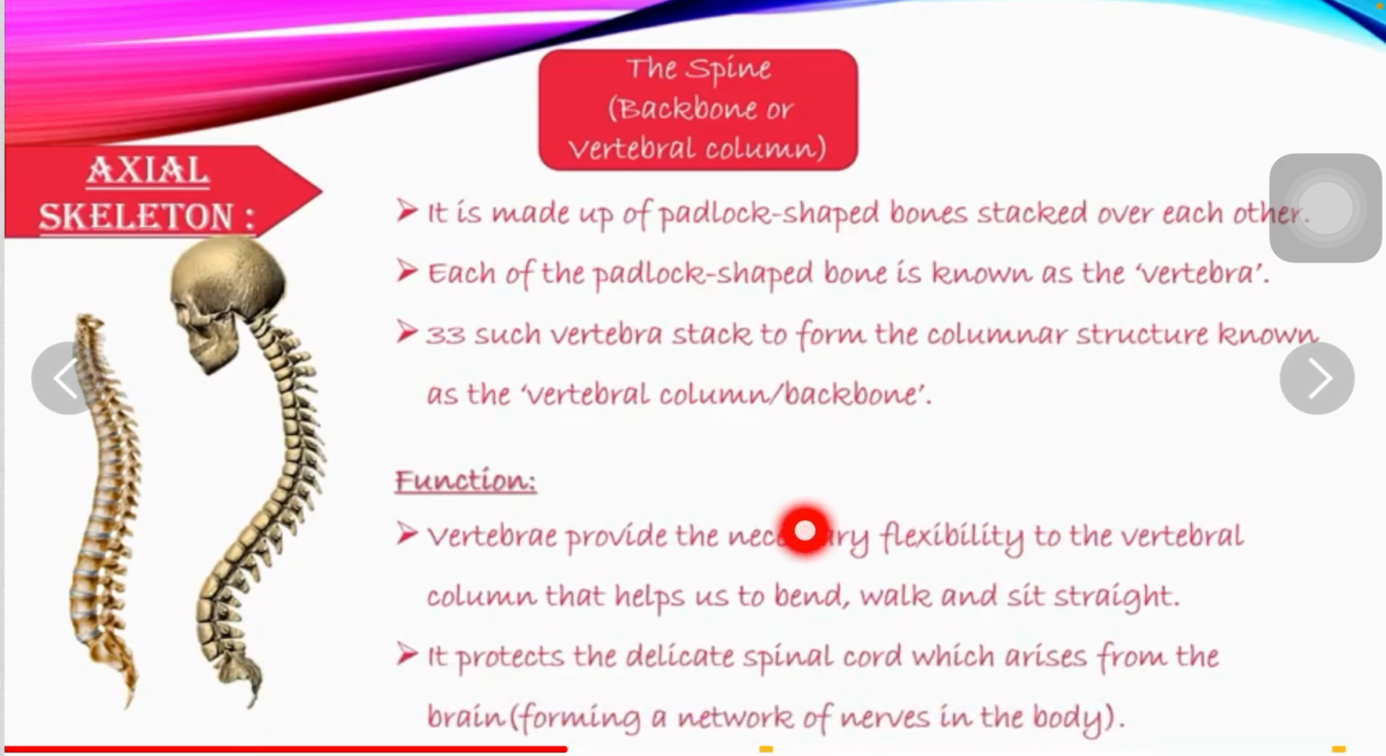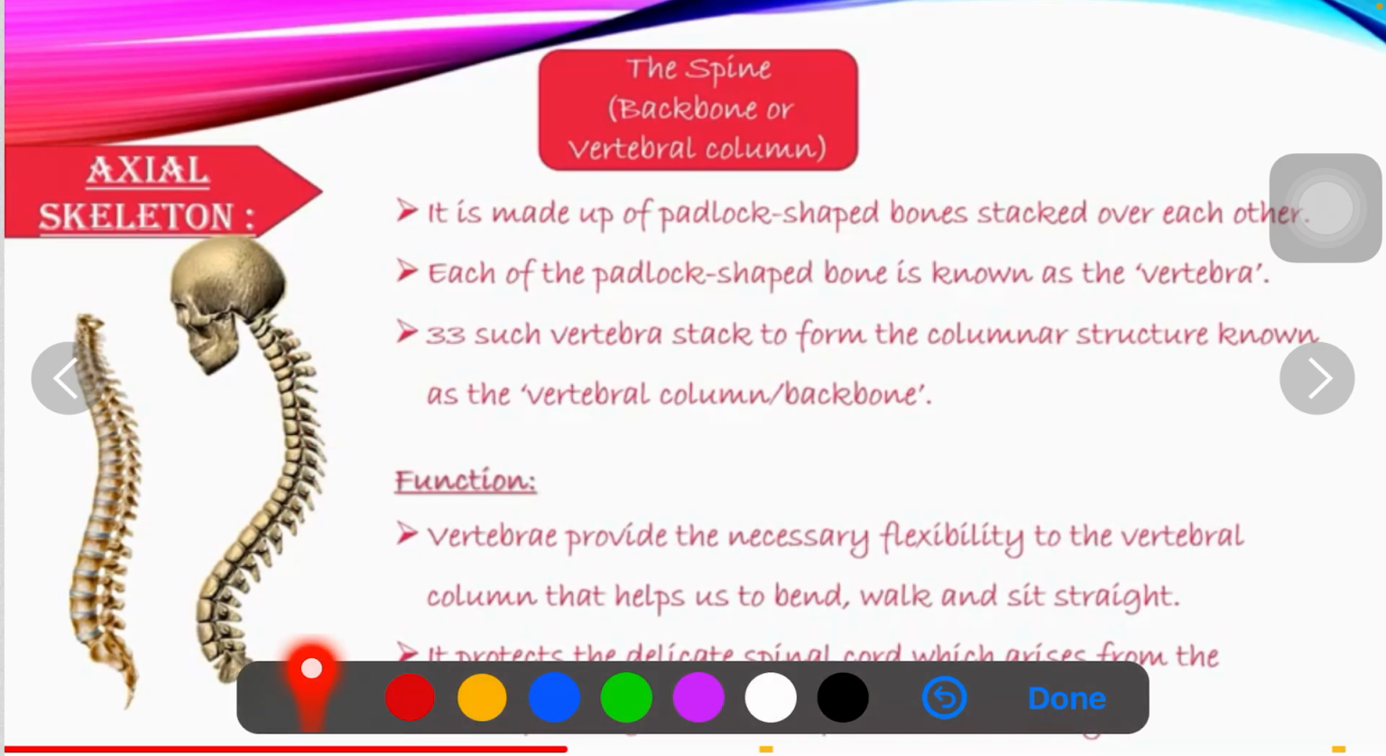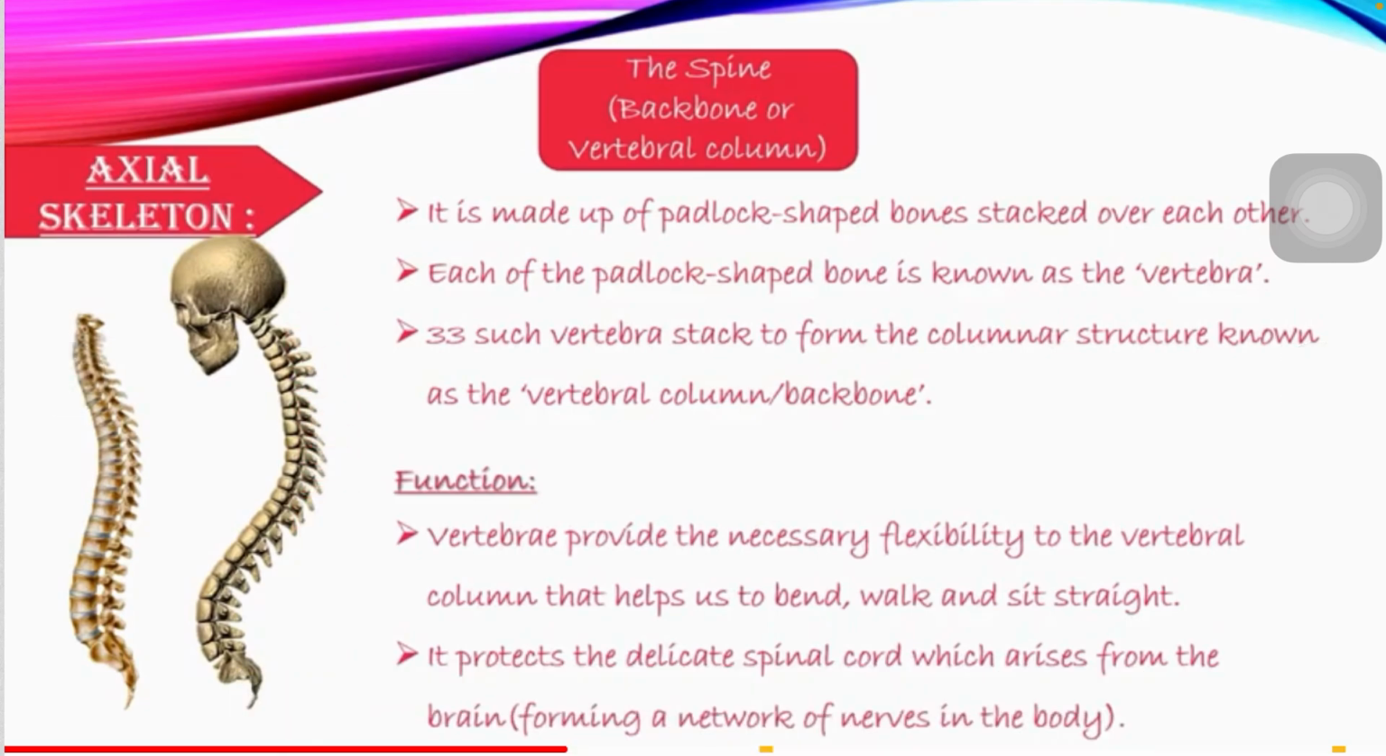Student, inside this vertebra there is the spinal cord, which is very delicate. Where does it arise from? From the brain. This spinal cord is very important and delicate. It arises from the brain and it's protected inside this vertebral column.